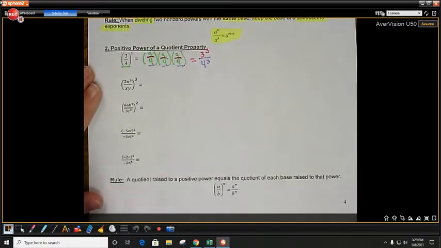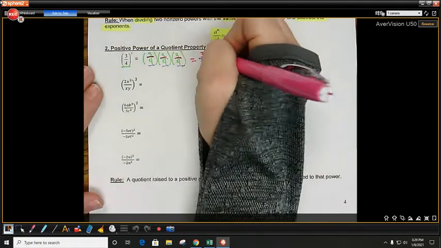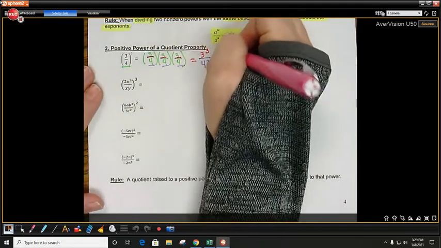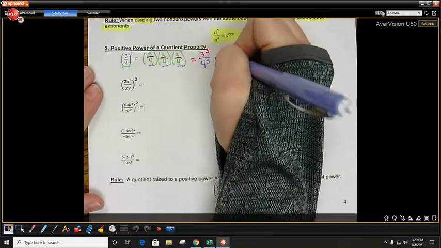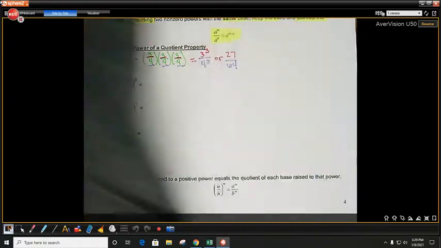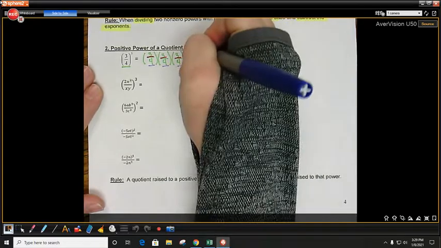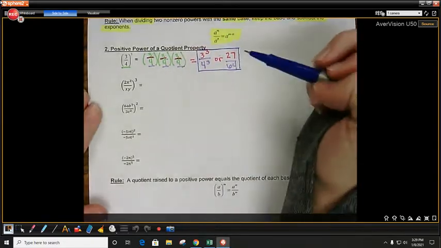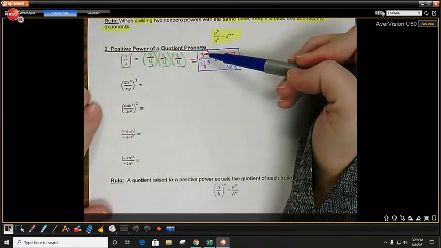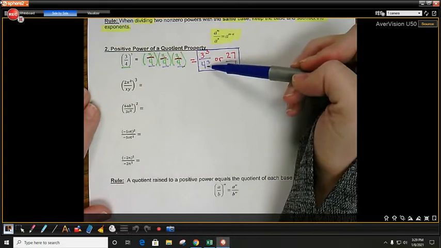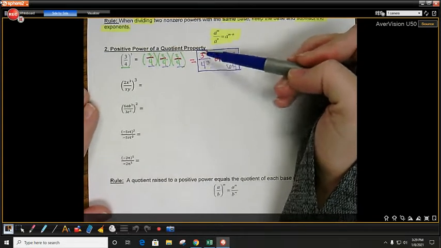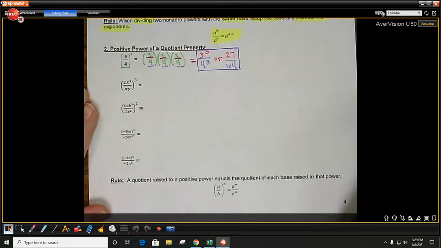3 to the third is 27, and 4 to the third is 64. Either of those are correct answers. Again, since the numerator only has 3's and the denominator only has 4's, I know that 27 over 64 can't simplify. Okay?